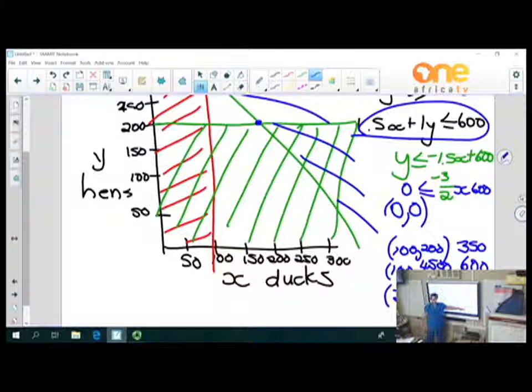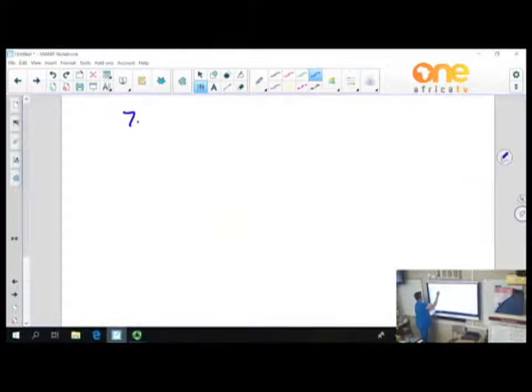But this one is now the correct one. We're going to choose this one. I'll check just now. 100 ducks and 450 hens. This is what you're going to take.